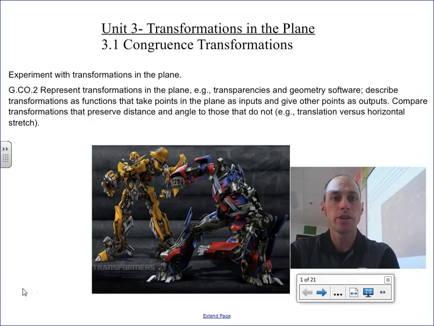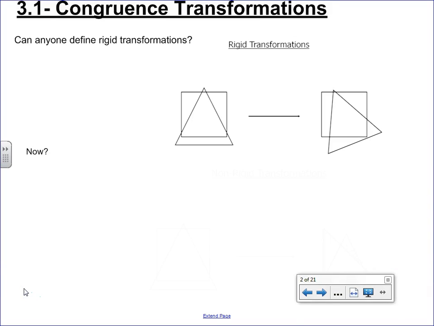All right, let's start Unit 3, Transformations in the Plane. We'll begin by talking about congruence transformations. You should be able to figure out what that means. Congruence, we've talked about, means same shape, same size. And we'll talk about what transformations are, which, if you've ever worked with transformers or watched the movie, you probably know what a transformation is. So let's begin working. Okay, what is a congruence transformation?